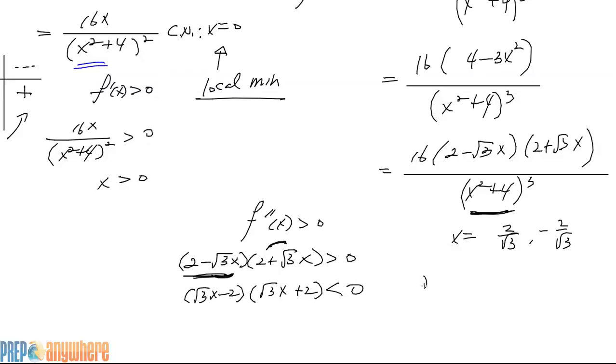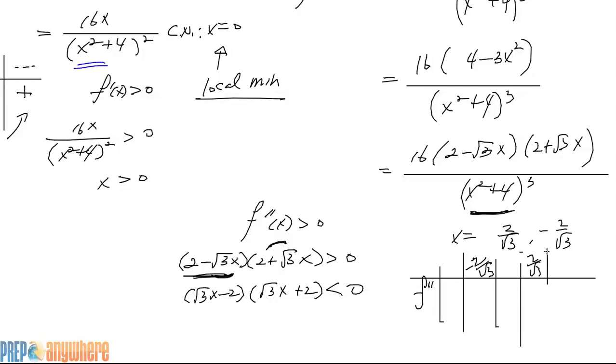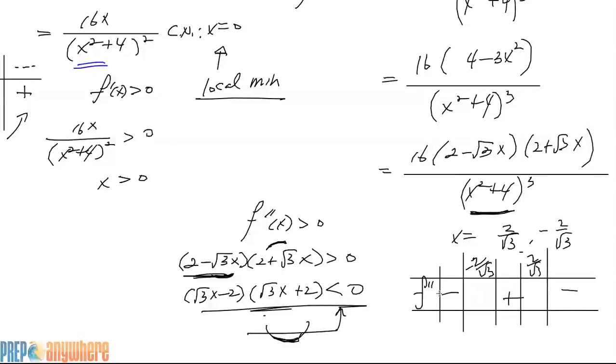So this tells me the second derivative has two critical values, -2/√3 and 2/√3, like that, right? So it's positive in between. This tells me it's positive in between, like the parabola, between the two values. Positive, negative, negative.